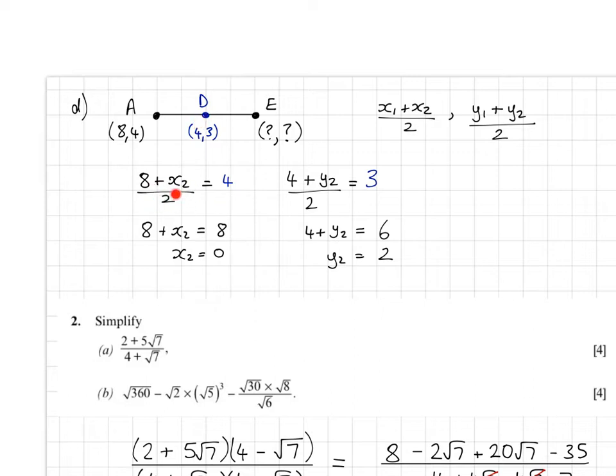So then all I've done is rearrange this to get x2 on its own, and I took the over 2 round, times by 2, then took the plus 8 over and it became minus 8, so x2 was 0. And for the other one here, I had 4 plus y2 over 2 equals 3. Brought the 2 around, took the 4 over and got y as 2, and my coordinates are, and I should have written this in actually, should have been E is 0, 2.